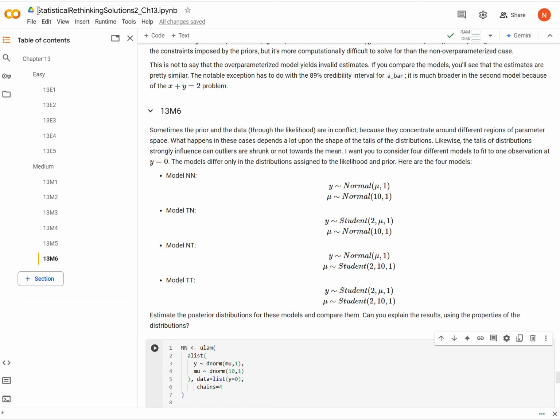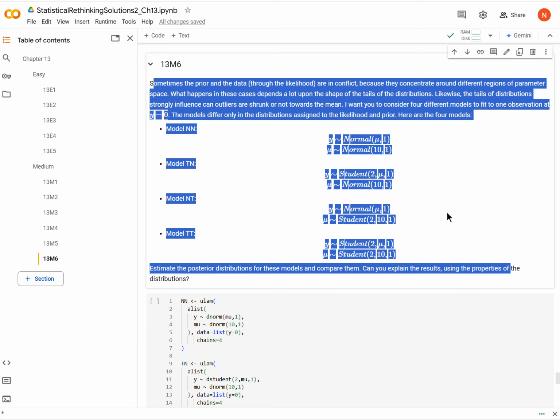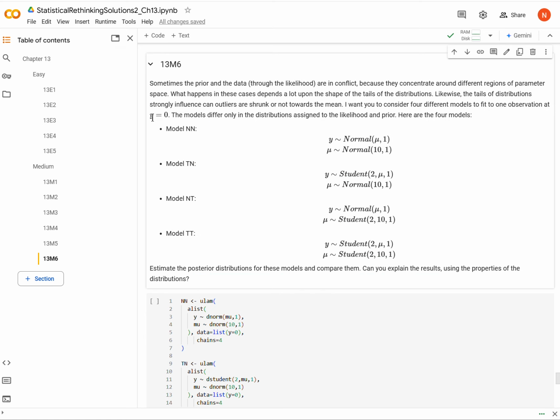Okay, so we are in Statistical Rethinking, second edition, chapter 13, and we're on the last medium difficulty question, 13M6. Here's the question. Basically, we're going to have a single data point at y equals 0, and then we are going to use different models and compare the prior distribution with the posterior distribution and the likelihood. I'm sorry if that doesn't make sense, but you'll see here in a minute.